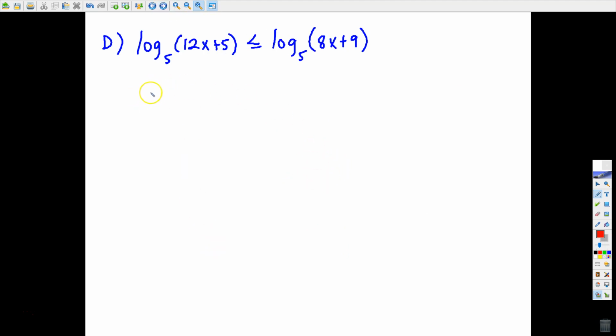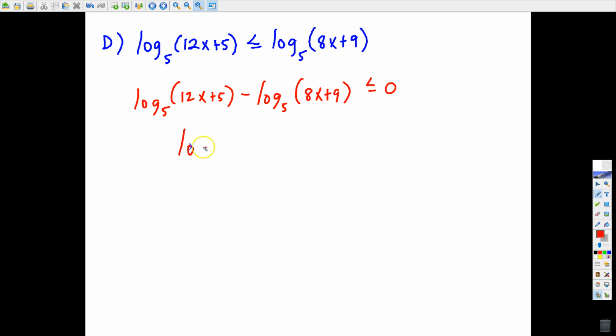All right, more practice. Letter D. Let's put our logs on the same side. I just subtracted log base 5 of 8x plus 9. And once again, the quotient property, 12x plus 5 over 8x plus 9. Now that I'm in single log, I'm going to change it to exponential.